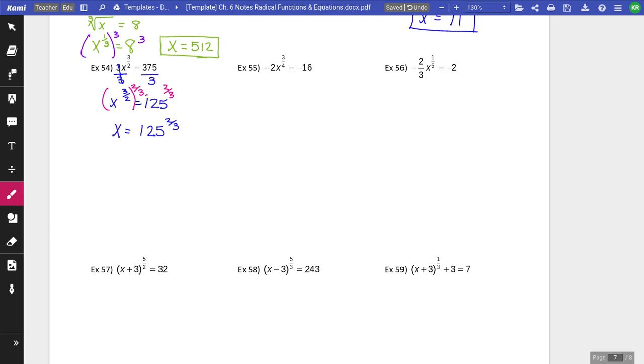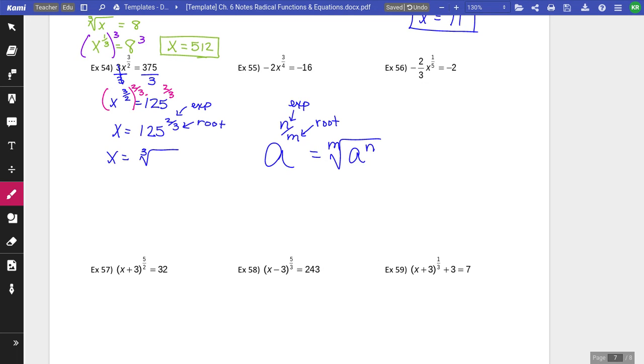Okay, well, if you remember back, a to the n over m power is the same thing as saying the mth root of a to the n power. So the denominator on this exponent becomes the root, and the top number, the n, the numerator becomes the exponent. So I could rewrite 125 to the 2/3 power by doing cube root. Okay, the 3 becomes the root. The 2 becomes the exponent.